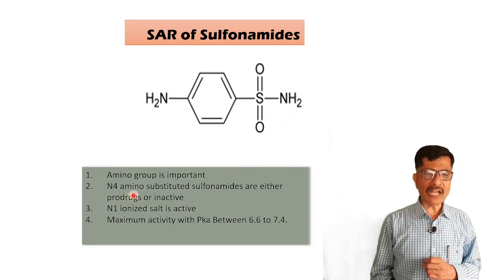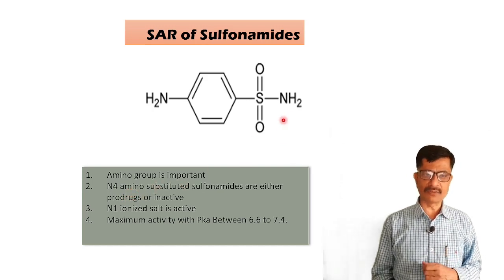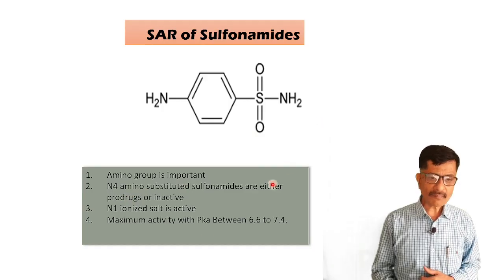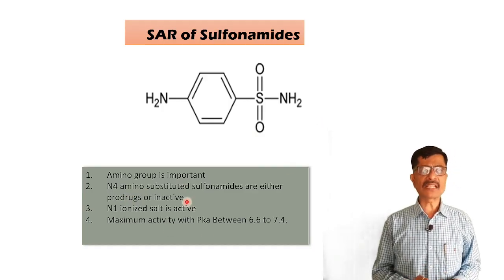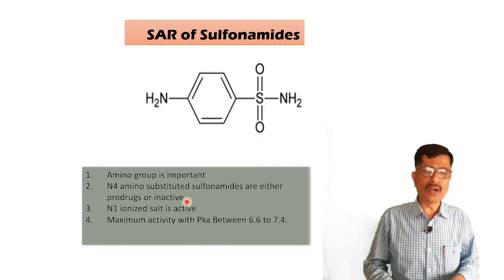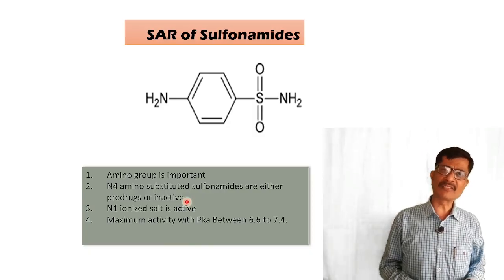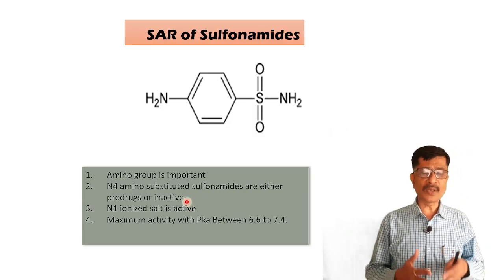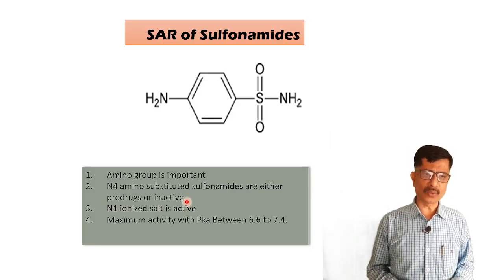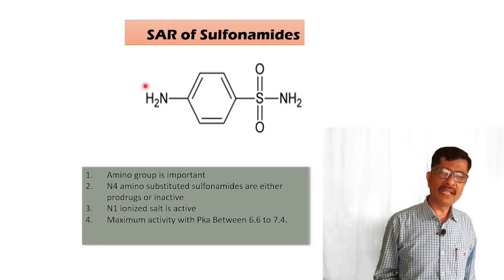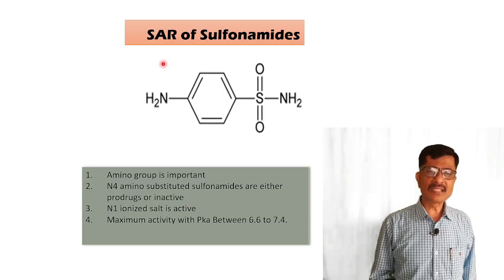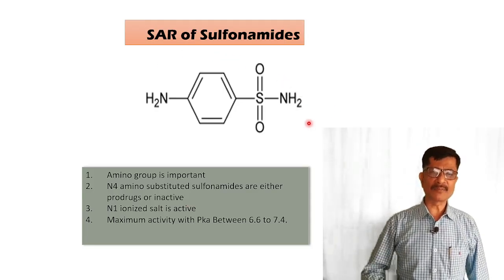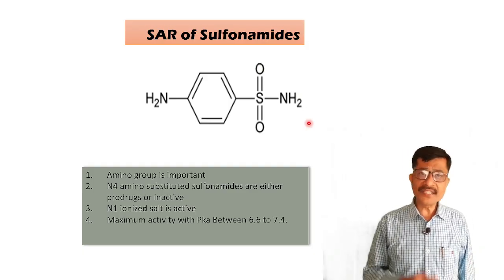Then the N1 ionized salt is active. This N1 should be in an ionized form, and the maximum activity will be observed in sulfonamide class of compounds with pKa between 6.6 to 7.4. So these are the various structure activity relationship parameters for the sulfonamide class of compounds for their antibacterial activity.